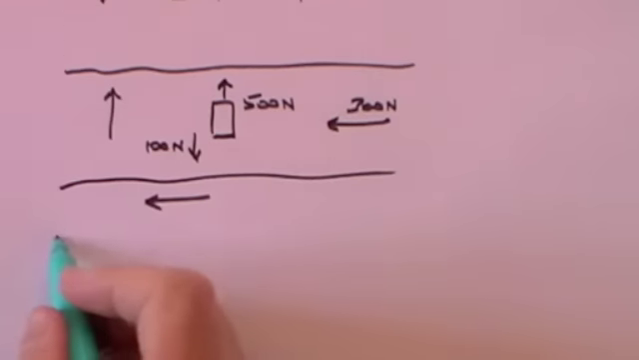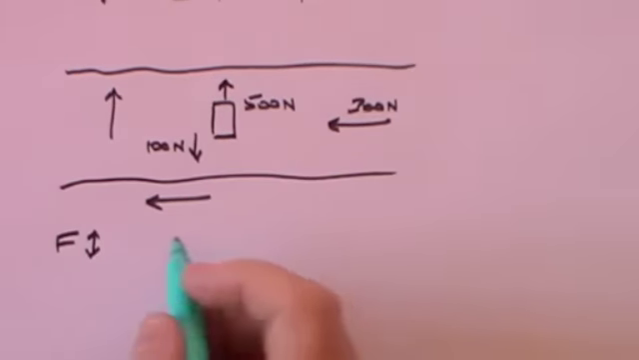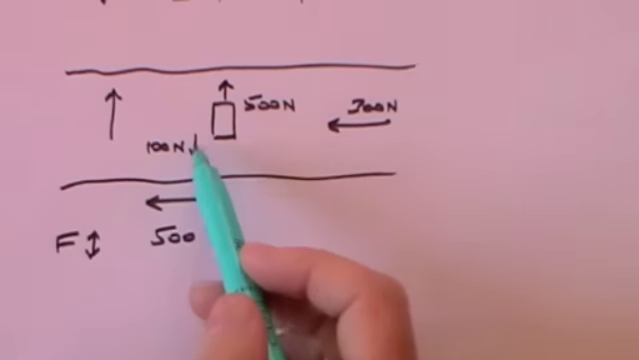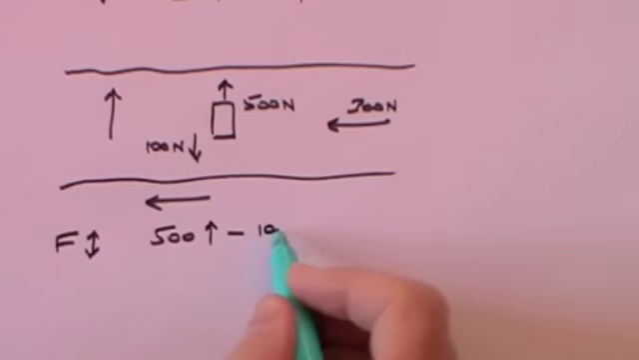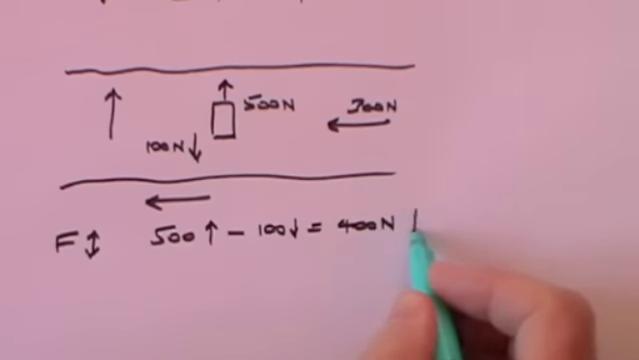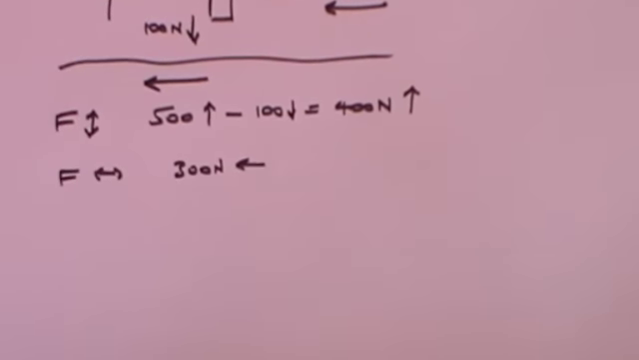So first we'll consider forces in the north-south direction. Well, we've got 500 going in that direction, and we've got 100 coming in this direction, so that becomes minus 100, and that's 400, a net force of 400 in the north direction. As far as the forces in the east-west direction are concerned, there's only one. It's 300 newtons, and it's in that direction. So those are our two resultant forces.